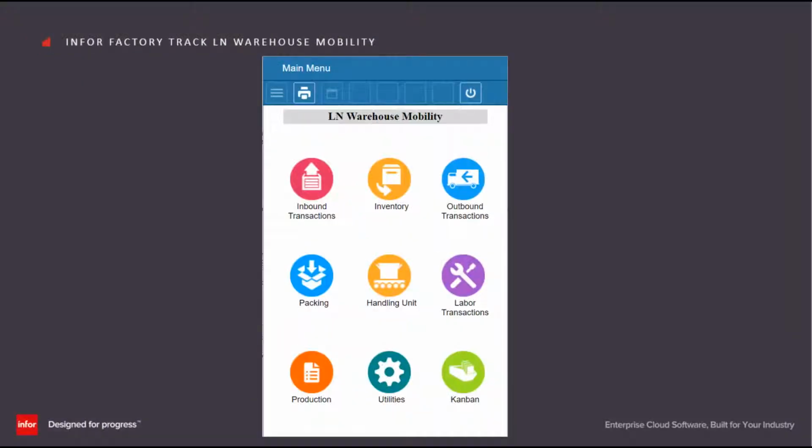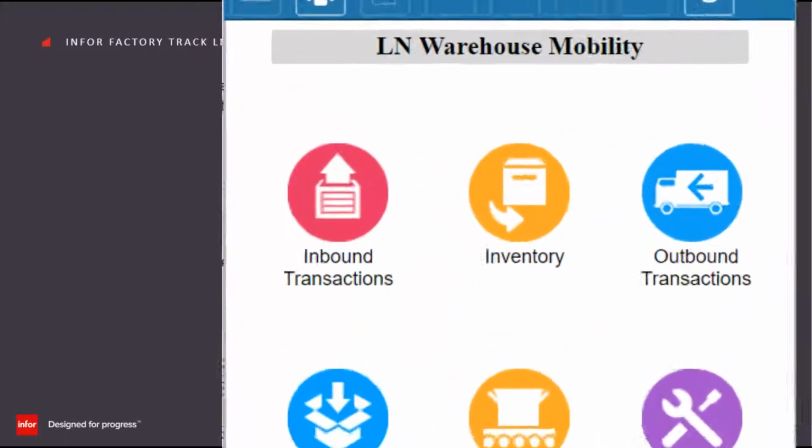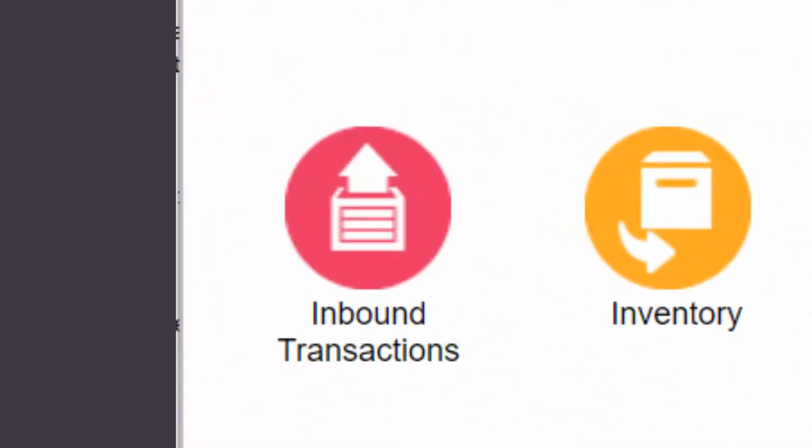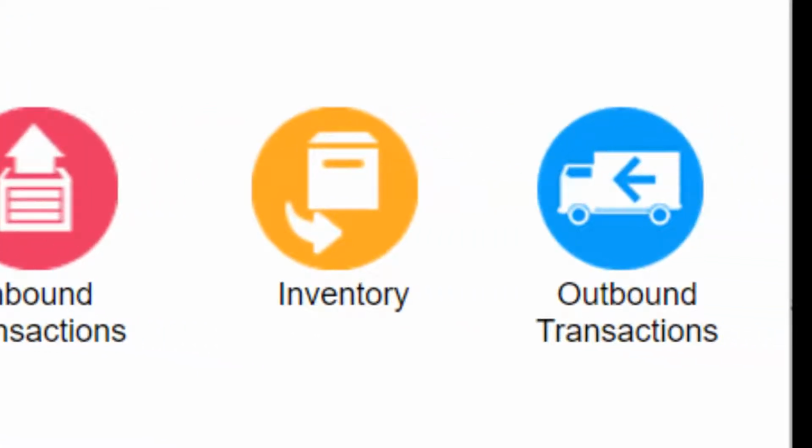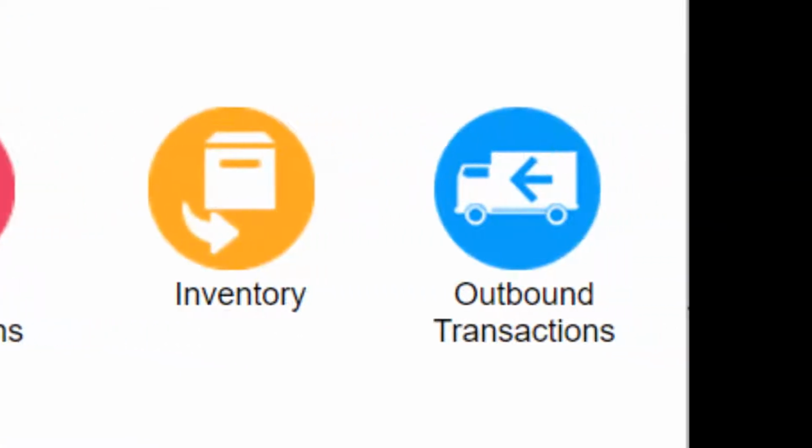When a user logs into Warehouse Mobility in Factory Track, they will see some or all of these icons depending on their permissions. The Warehouse Mobility transactions are split into 9 groups. These cover inbound transactions, covering receiving, put away, approvals, and so on. Inventory, covering transfers, write-on, write-off, stock adjustments, etc.